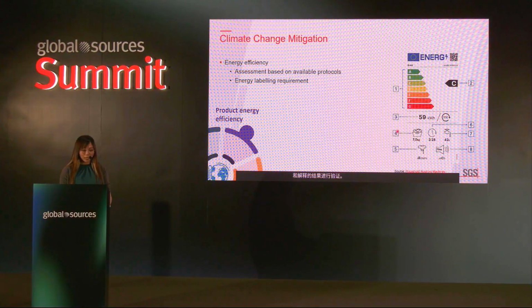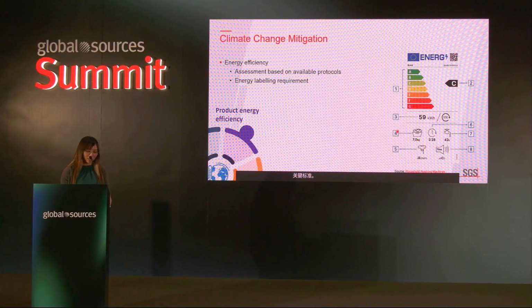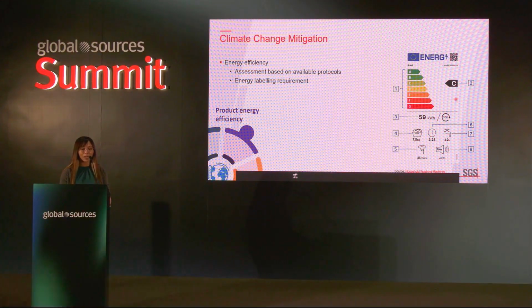For energy-related products, the energy efficiency is another crucial criterion to be evaluated. The assessment is based on the available product category rules, and usually energy labeling is according to a specified format, according to the requirement for that product category. The example shown here is the energy labeling format of the European requirement, again on washing machines.